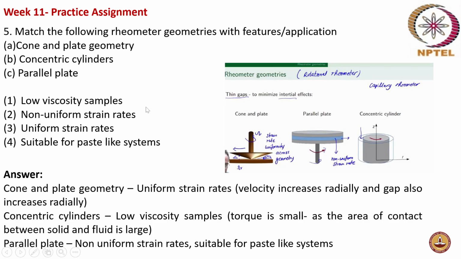However, when you take cone and plate, the gap, especially at the center portion, can be very small, 50 micron or even less than that. Whereas when you have particulate systems with particles of considerable size, it is difficult to do measurements in cone and plate geometry. Whereas in parallel plate, you can achieve gaps of 500 micron to 1000 microns. So here particulate-like systems can be measured.